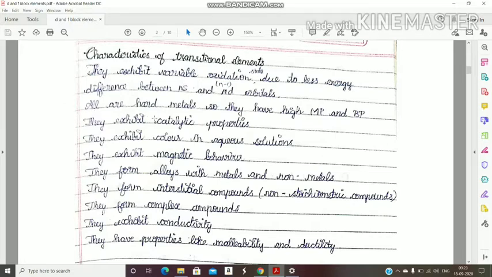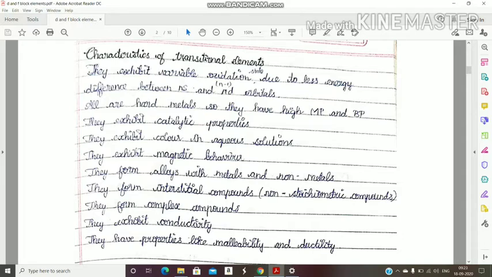Second point, all are hard metals, so they have high melting point and boiling point. Next point, they exhibit catalytic properties. That means they act as catalysts. Most of the transitional elements act as catalysts in chemical reactions. For example, take Haber's process. In that Haber's process, what is the catalyst? Iron.